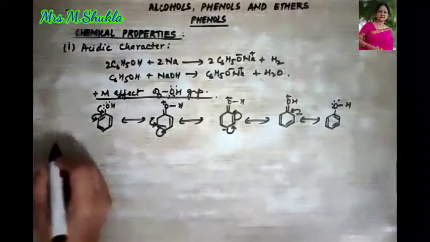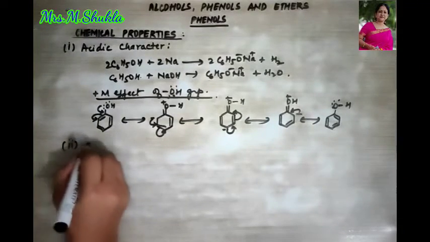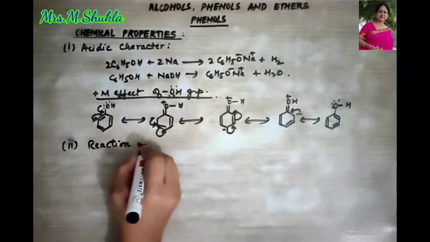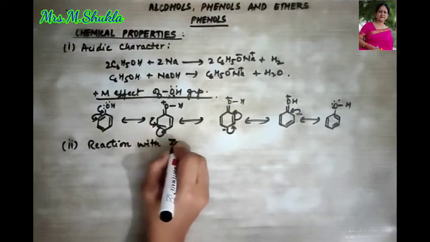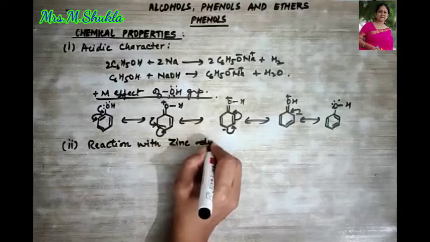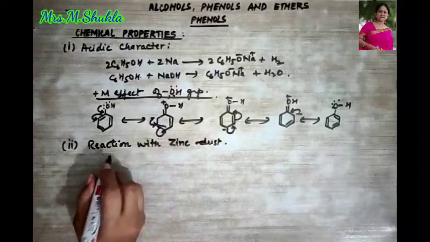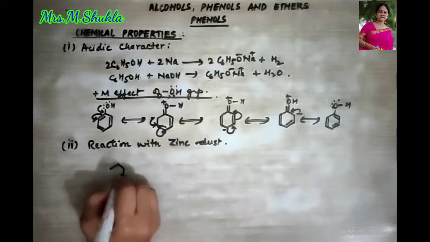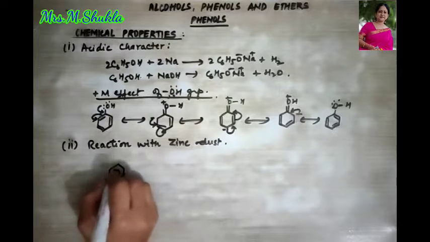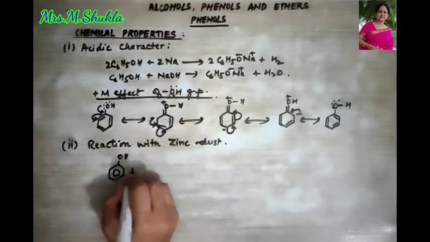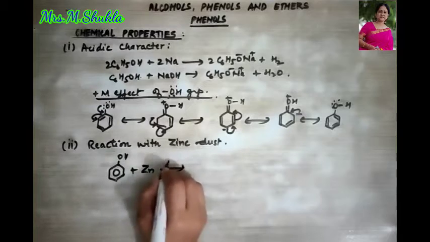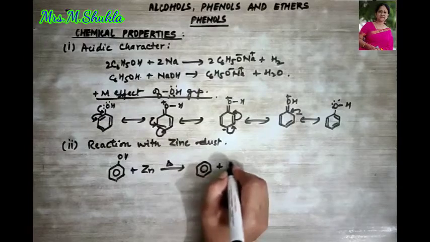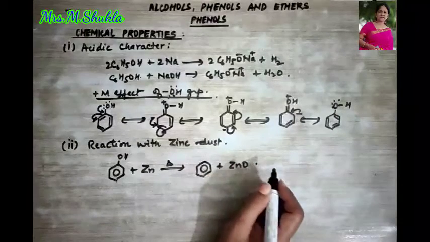Next, let us talk about the second point, that is the reaction of phenols with zinc dust. Okay, so it gives benzene on heating with zinc dust. So let's see this phenol. When it is treated with zinc dust on heating, what did I say? It gives us benzene ring plus ZnO, right?